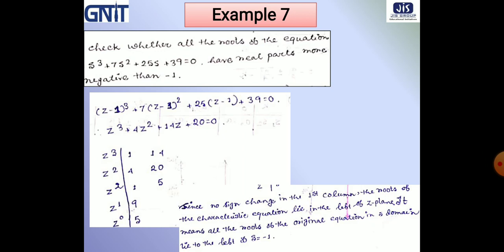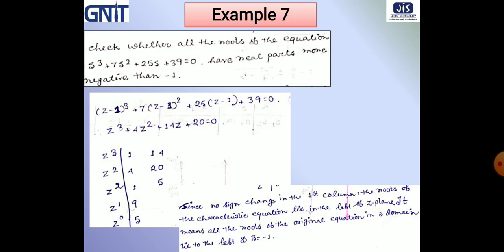Just put S is equal to Z minus sigma. So in place of S, just put Z minus 1. Here minus sigma is equal to minus 1. So S cube becomes Z minus 1 cube plus 7 Z minus 1 square plus 25 Z minus 1 plus 39 is equal to 0.